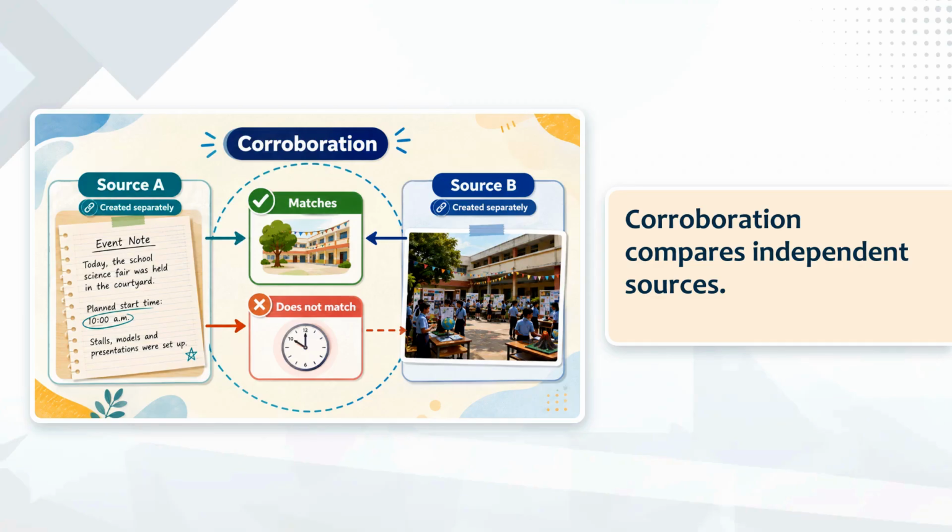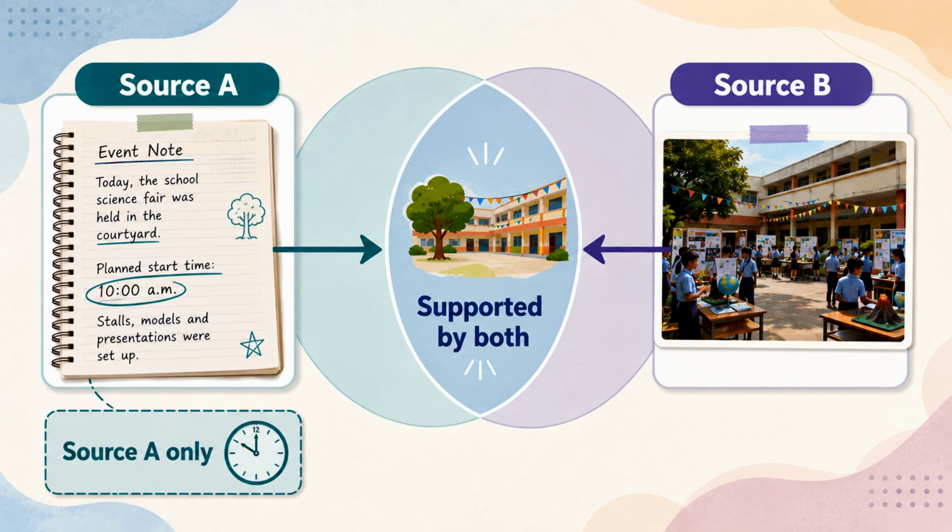The central boxes show what comparison adds. Corroboration compares independent sources. Agreement can strengthen support, while unmatched details need more caution. This matters because one source may contain a mistake, omit a detail, or describe only part of an event. If another independently created source supports the same point, the agreement gives us more reason to accept that inference.